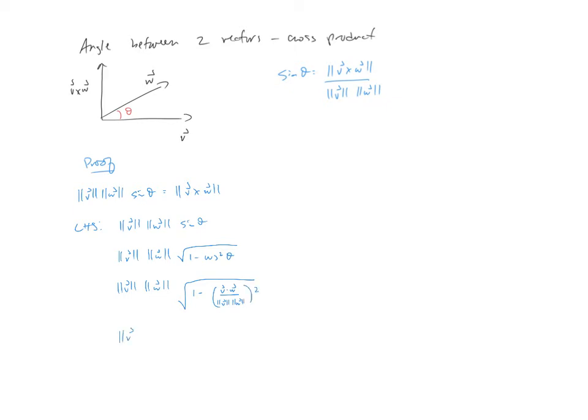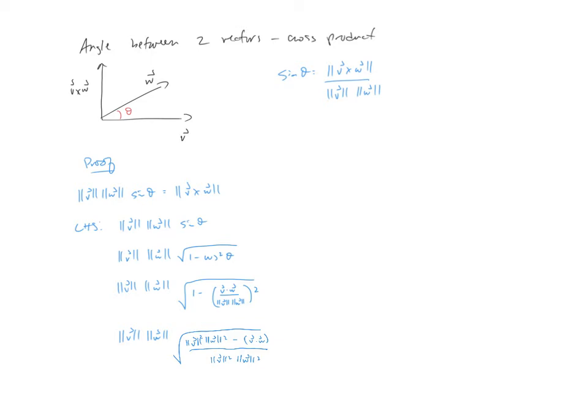All right, so in my next step, as I clean this up, I'm going to do two things. First of all, that's squared and that's squared, so because of that, that goes to the numerator and denominator. Then I'm also going to create an LCD and put all this together. So when I do that now, I get magnitude v squared magnitude w squared minus v dot w squared, all over magnitude v squared magnitude w squared.